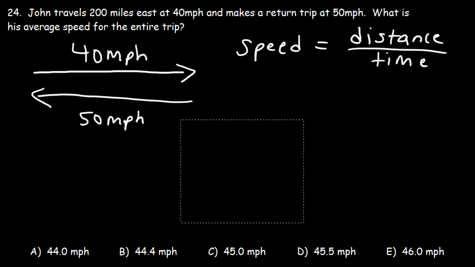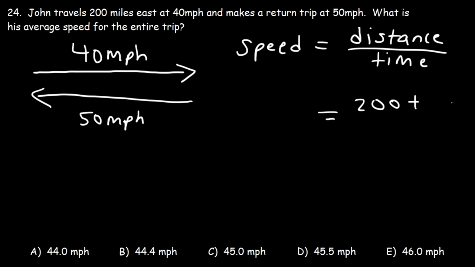But we need to use the total distance. Now, he traveled 200 miles east, which means that he travels 200 miles west. So the total distance is 200 plus 200, or 400 miles in total. Now, what we need to do is find the total time.